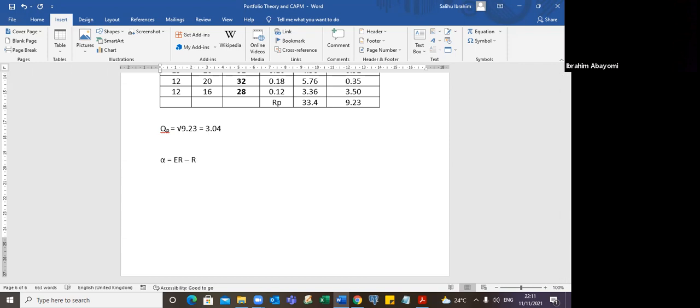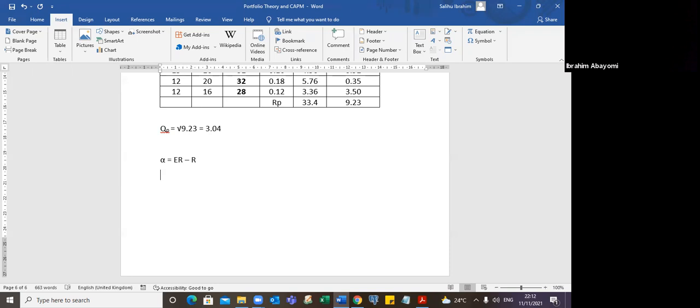Now, alpha can take 3 different values. We can have 3 values for alpha, and each of them will be interpreted in different ways. But before we look at these values that alpha can take, can we briefly explain what is the use of alpha? What do we use alpha to do?